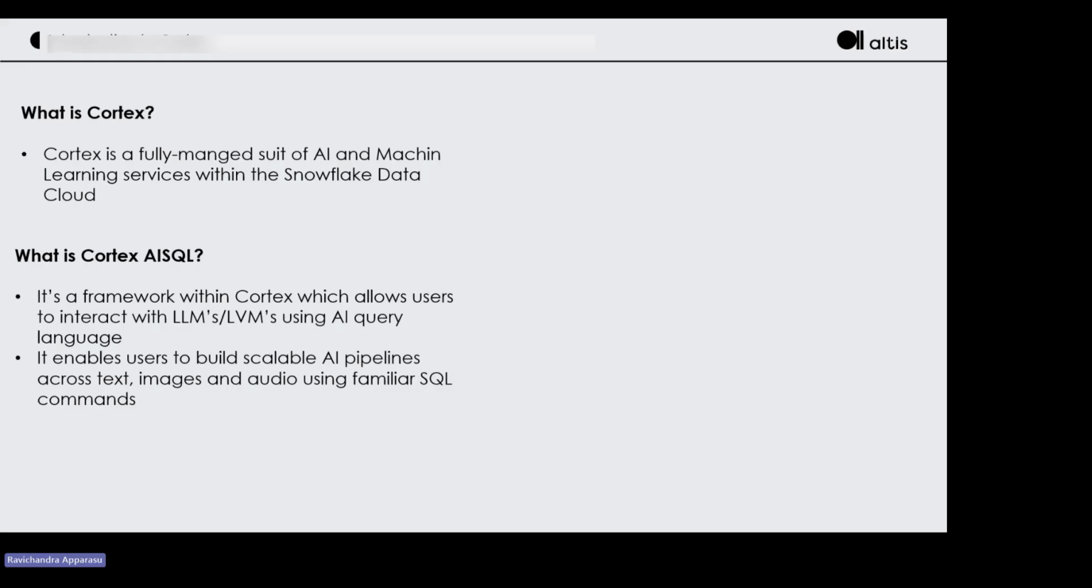And what is Cortex AI SQL? It's a new feature within Snowflake. It allows users to interact with LLMs or LVMs using standard SQL. LLMs are large language models which have been trained using text. LVMs are large vision models which have been trained using images. So with Cortex AI SQL, you can interact with both those models.